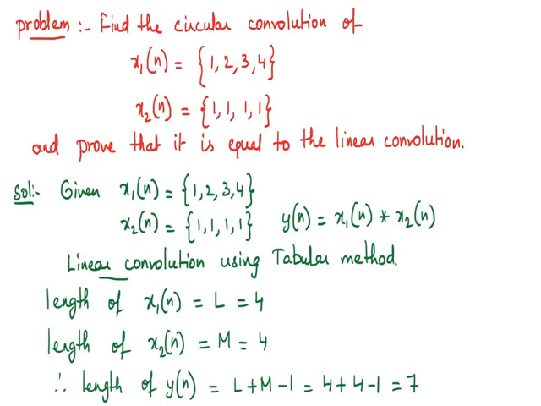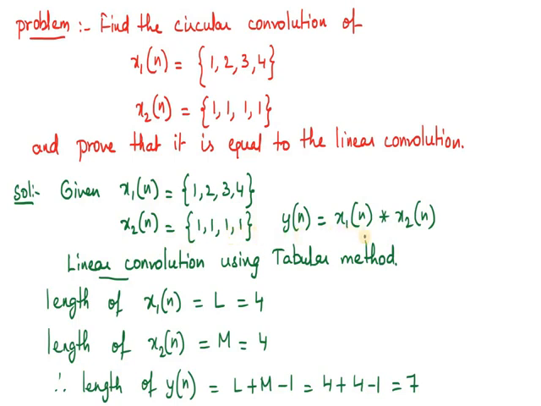In today's session, we'll do a problem based on circular convolution. So this is the problem given here. x1 of n is equal to 1, 2, 3, 4 and x2 of n is equal to 1, 1, 1, 1. Now here we also have to prove that it is equal to the linear convolution of both of these two sequences. So these are the two sequences given, x1 of n and x2 of n.